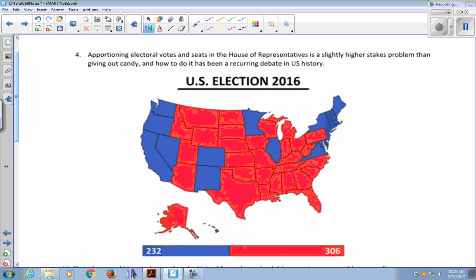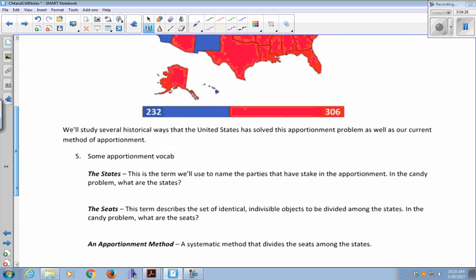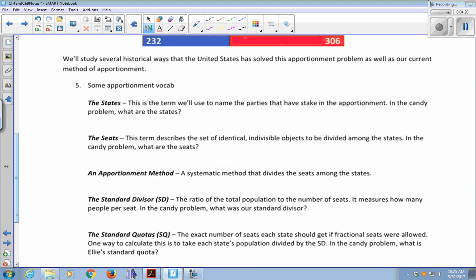Our country has to solve this problem every 4 years, right? Apportioning the electoral votes and seats in the House of Representatives is a slightly higher stakes apportionment problem than giving out candy. How to do it has been a recurring debate in U.S. history. So we're going to study several historical ways that the United States has solved this apportionment problem, as well as our current method of apportionment.